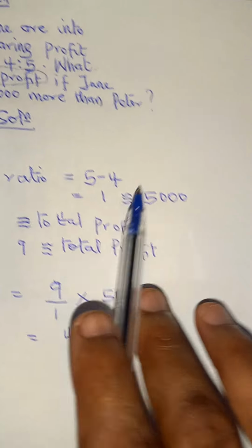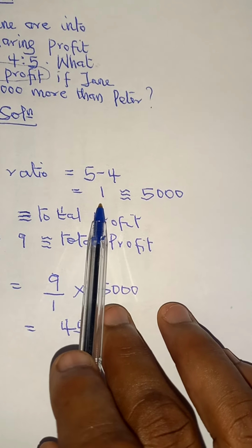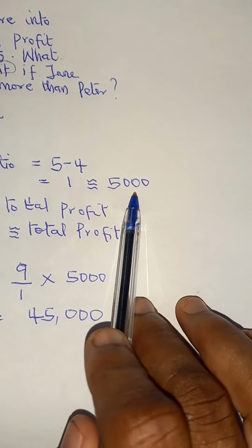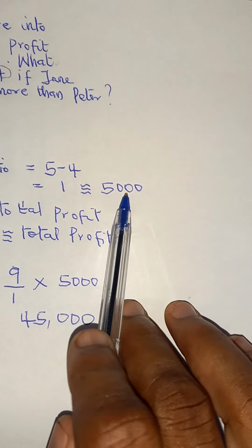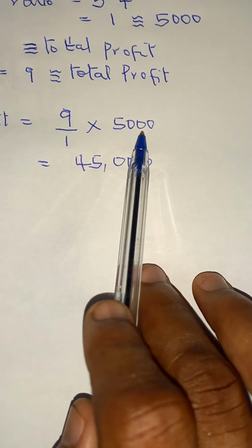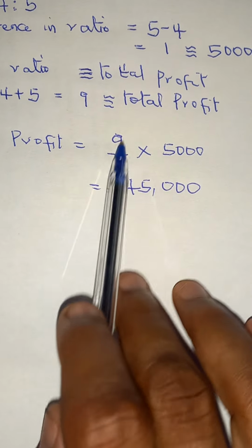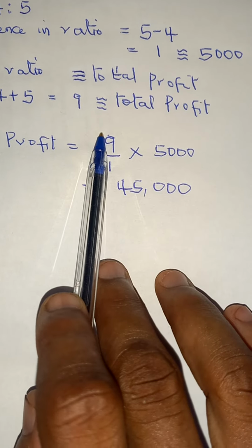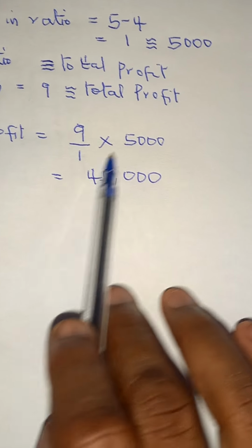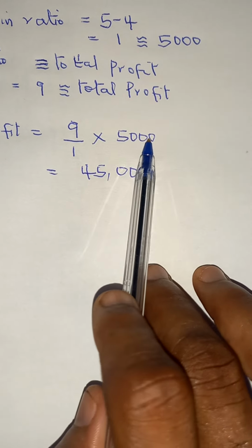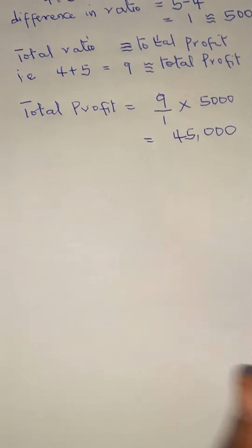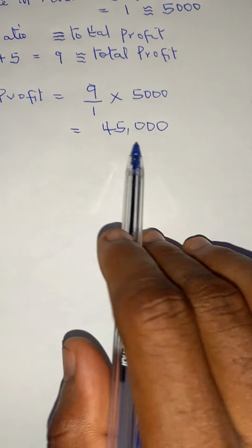And I mentioned earlier that this 1 here, the difference in the ratio, has resulted to Jane getting 5,000 more than Peter. And for that matter, this 1 is equivalent to the 5,000 that she got more than Peter. So dividing by 1, it means we need to multiply by 5,000. And don't forget that the 9 that we have at the top here represents total profit. So total profit is what we are looking for. So this 9 over the divisor, which is 1, times the equivalent amount. So 9 times 5,000 will give you 45,000. So we can conclude that the total profit that they shared is 45,000.